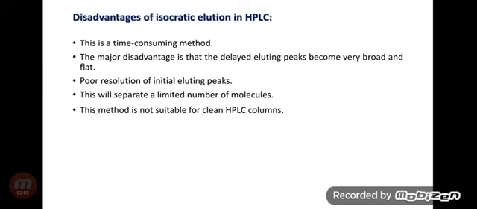Now, disadvantages of isocratic elution. This is a time consuming method. The major disadvantage is that late eluting peaks become very broad and flat. Poor resolution of initial eluting peaks. This will separate a limited number of molecules. This method is not suitable for cleaning the HPLC column.